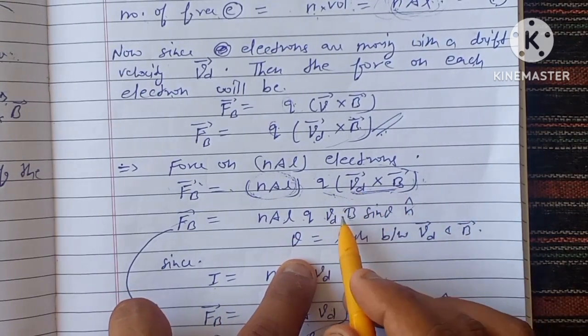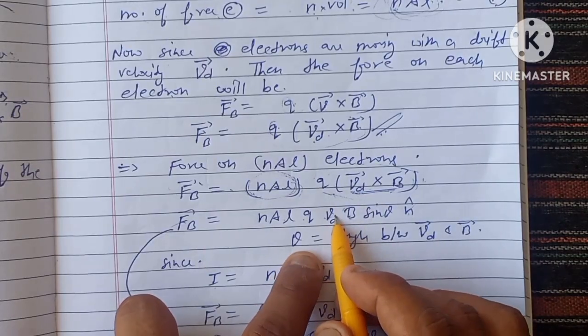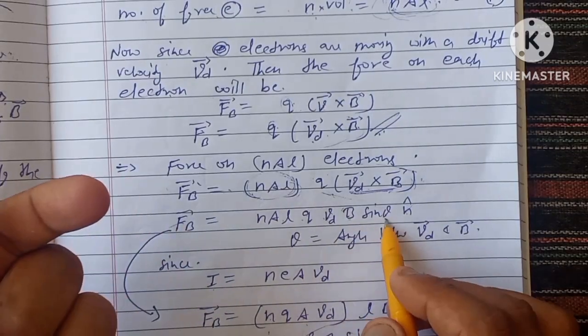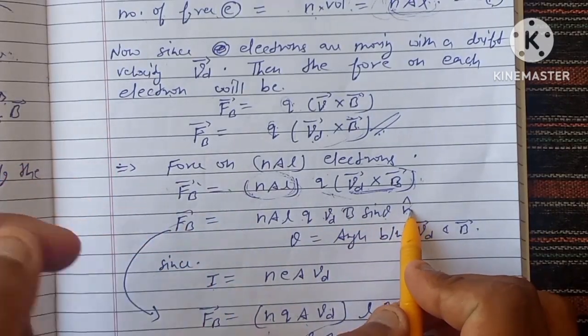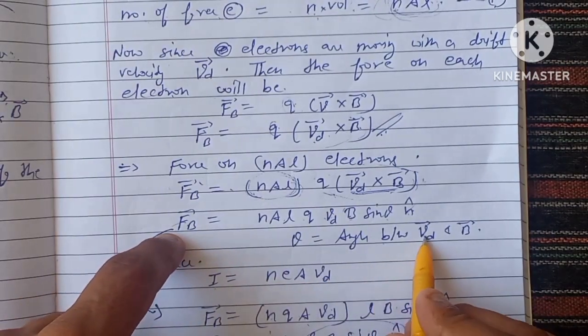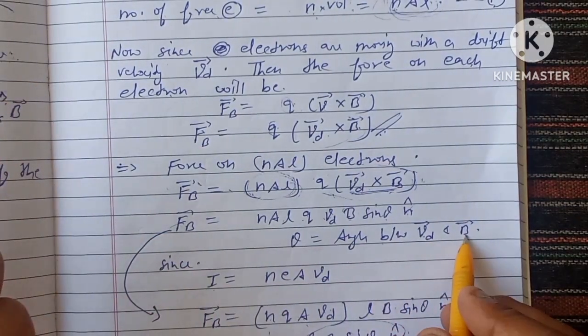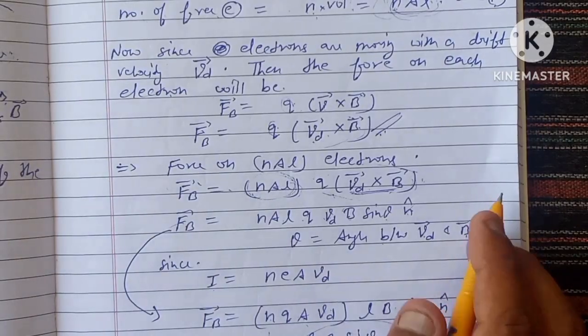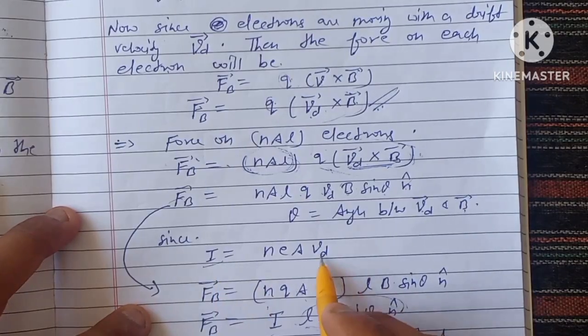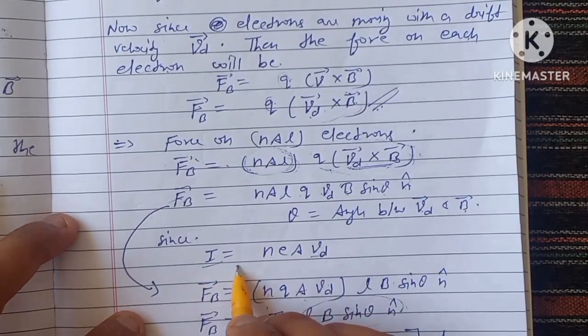So this will come out to be Vd, that is the magnitude of velocity, and the magnitude of the magnetic field, and sine theta, and then n cap. N cap is showing the direction of this magnetic force. Now here theta is the angle between Vd, that is drift velocity, and magnetic field. Now from our previous knowledge we know that the relation between current and drift velocity is I is equal to NEA Vd.